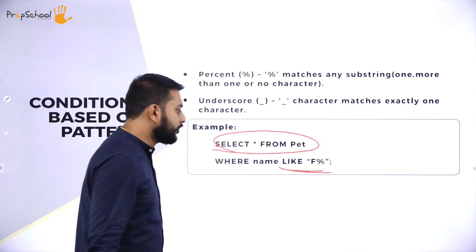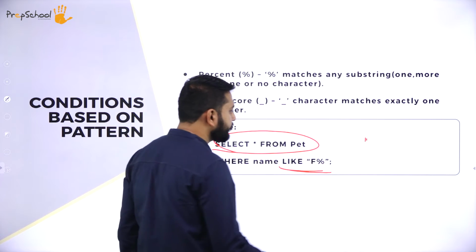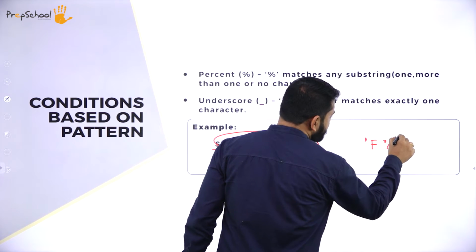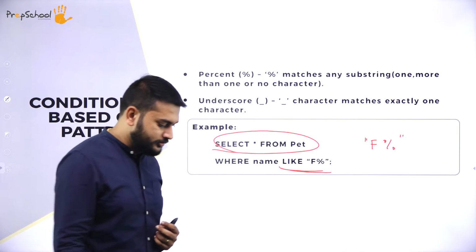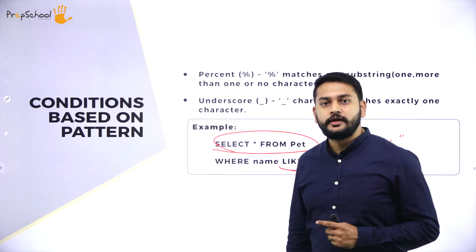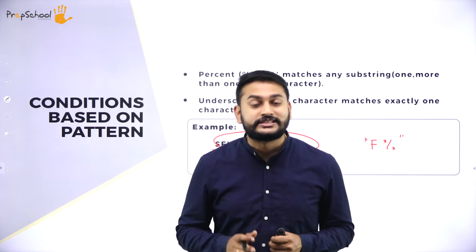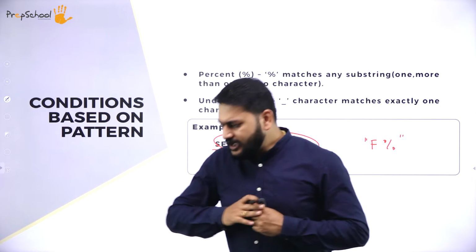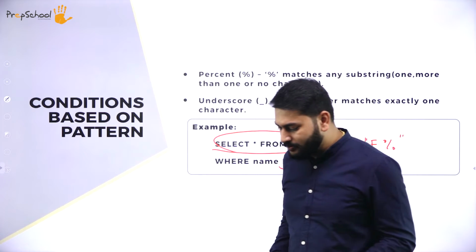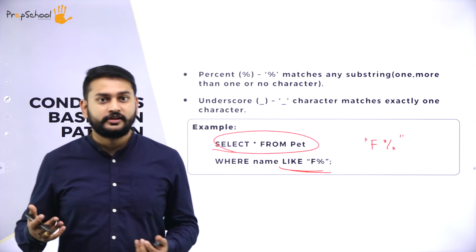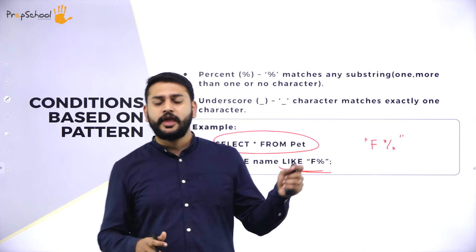What is like doing? What is that you have given, sir? Within double quotes, you have given F and a percentage sign. What is this, sir? Can you explain that very clearly? Yes, I will explain. Please listen to me carefully. I want to retrieve the name which starts with F. After F, let it be anything; I don't want to check. For example, I want Fahrenheit, or any name starting with F.